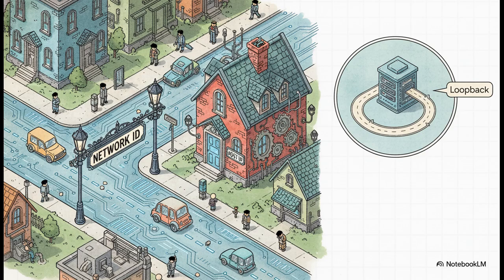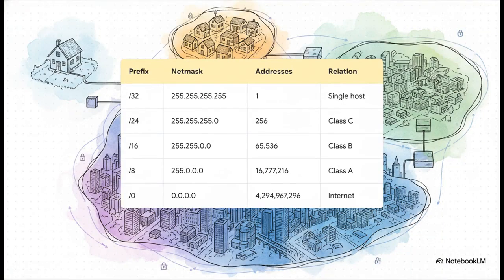There's also one very special address you definitely need to know, and that's 127.0.0.1. We call this loopback, or localhost. It literally loops right back to your own machine. It's the digital equivalent of just talking to yourself, which is super useful for testing things locally without ever connecting to the outside world. Now, as you can imagine, we have to manage all these addresses efficiently, right?